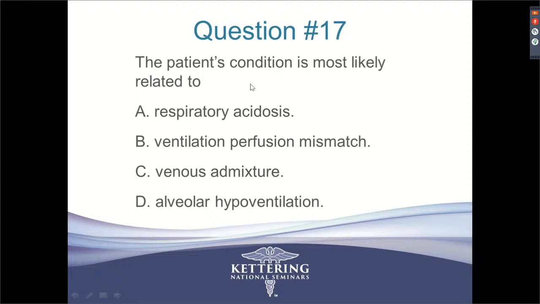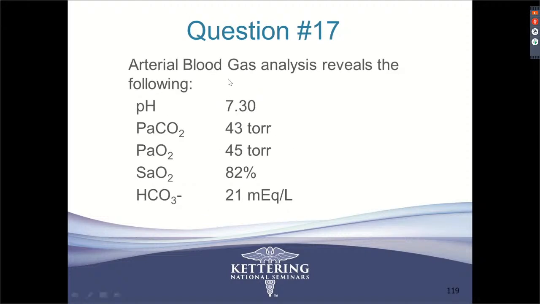So they want to know what's wrong. How do I find out what's wrong? I go back to my blood gas. The first thing I look at is what? My CO2. How's my CO2? It's at 43. So are they ventilating? Yes, they are. Next thing I look at is my PaO2, and it's at 45. Are they oxygenating? No, they are not.